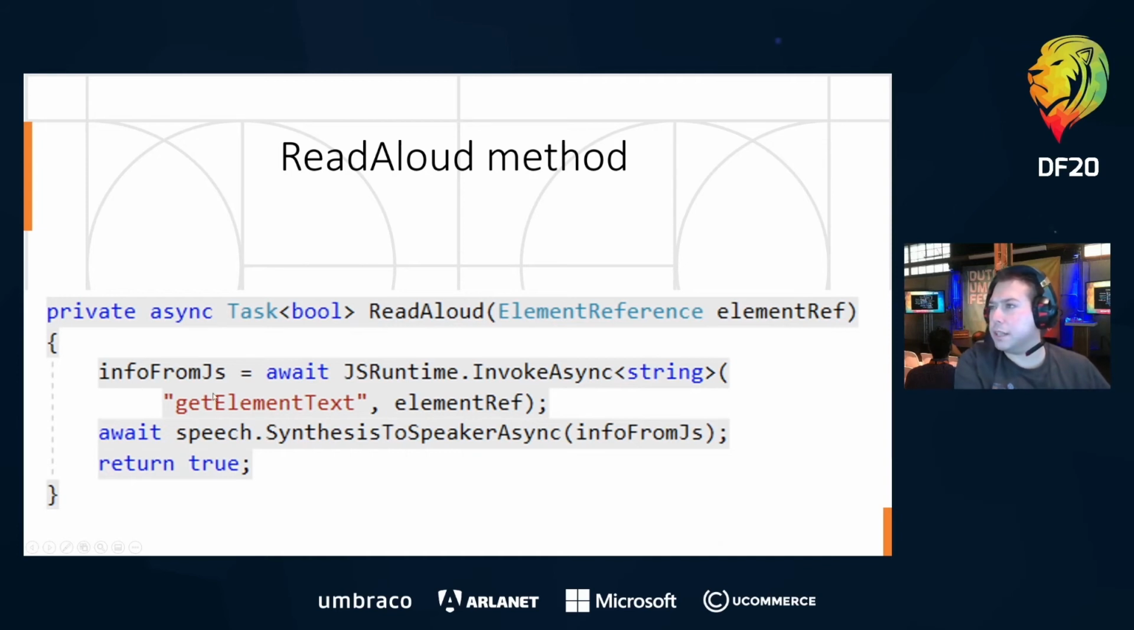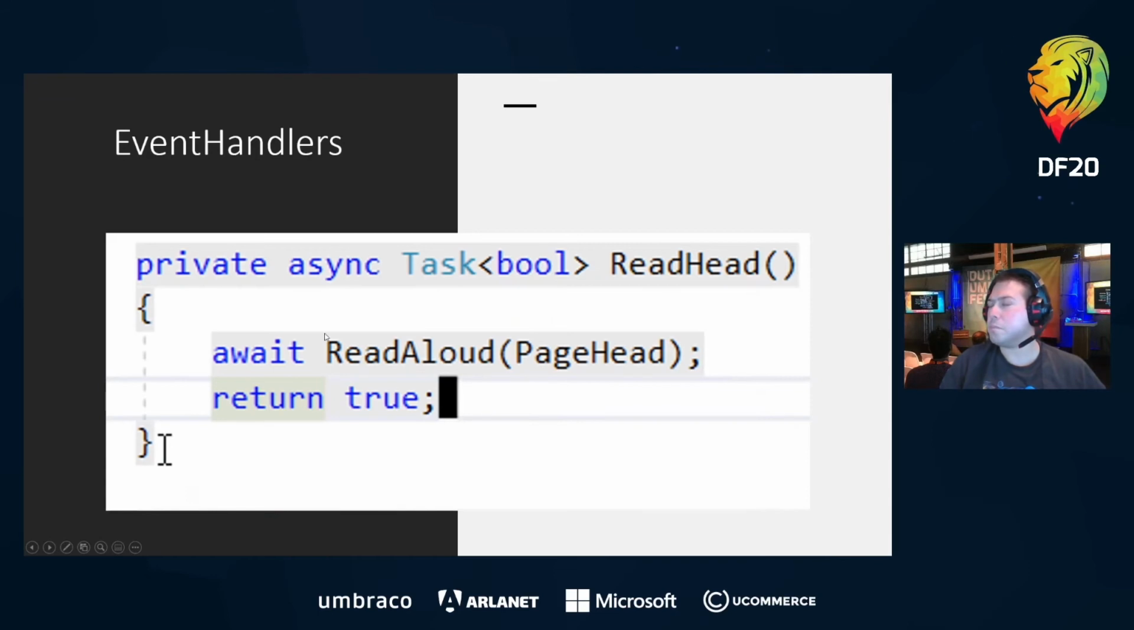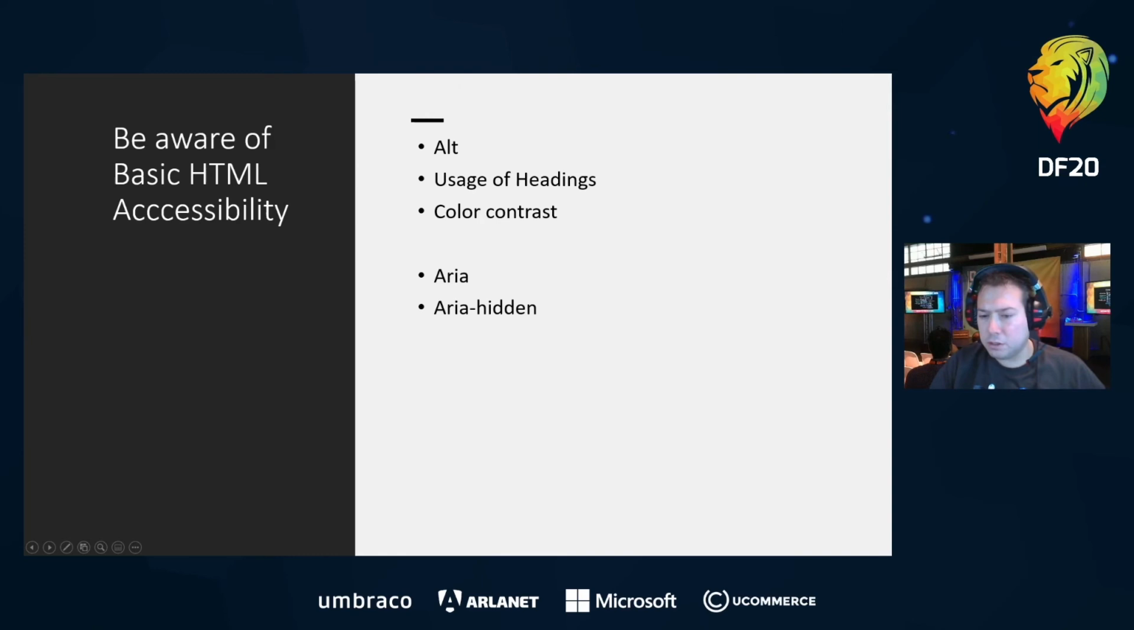Then this block is just calling the info.js, which calls the element reference that you showed before. That's that snippet. And then you do the await, you do the speech synthesizer speak with the content of that info from JS. And then I need to return true. And then we have, of course, the event handlers on each control that you want to add that to. For example, here we have the event handler for the button with the heading. Then you have the ReadAloud, the page head, for example, and return true. So the rest is later on today.